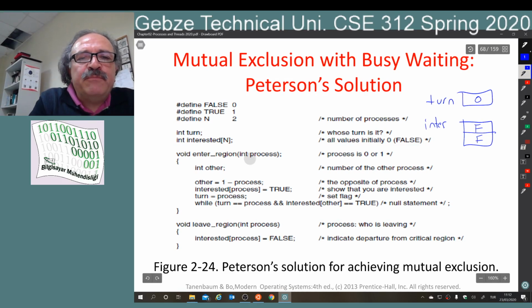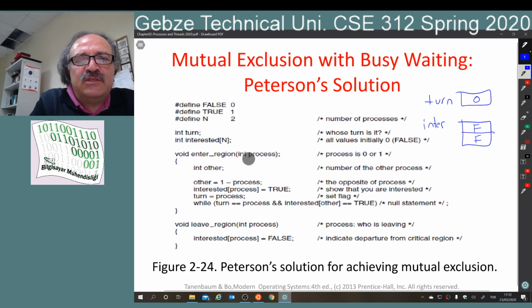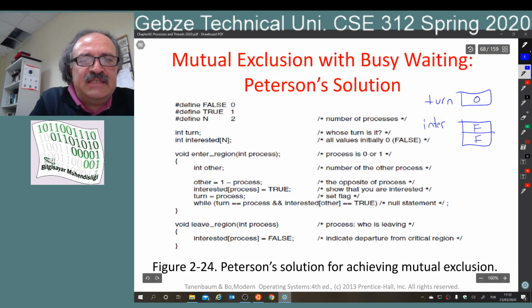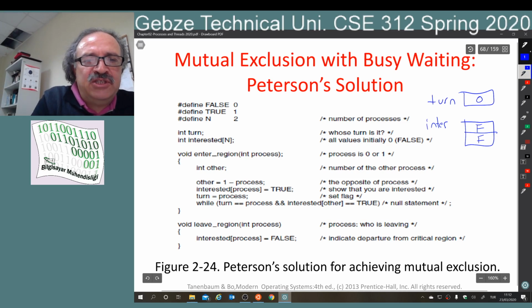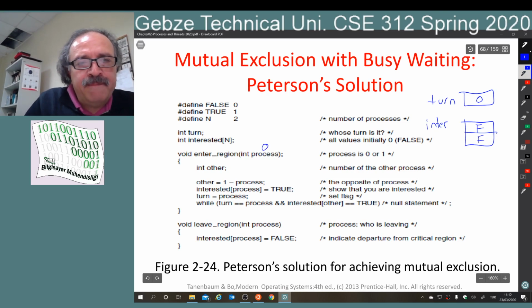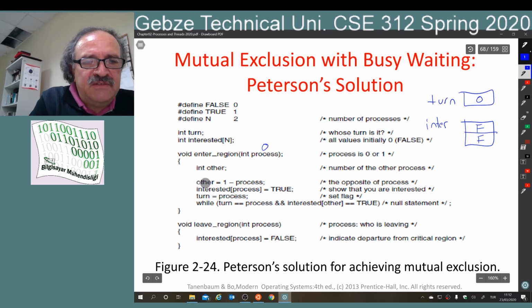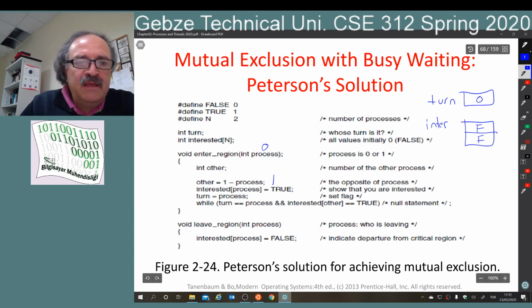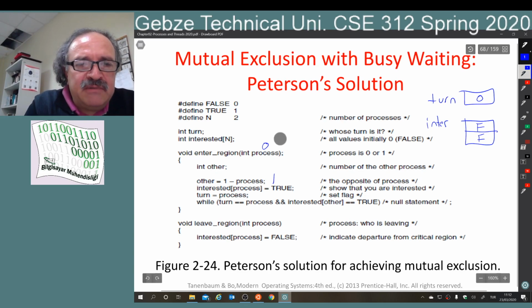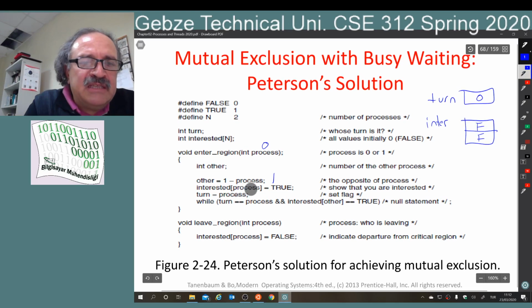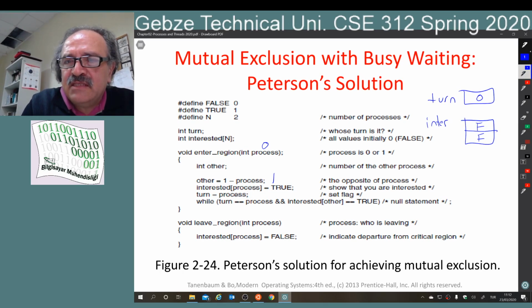So if some process calls this enter region, let's say I call enter region with the process number 0, int other is 1 minus process. If it is 0, then other becomes 1, right? And I say that I am process number 0 and I am interested in getting into the critical region.